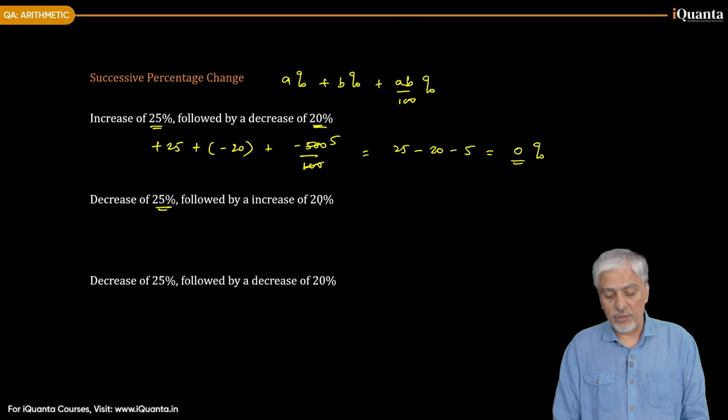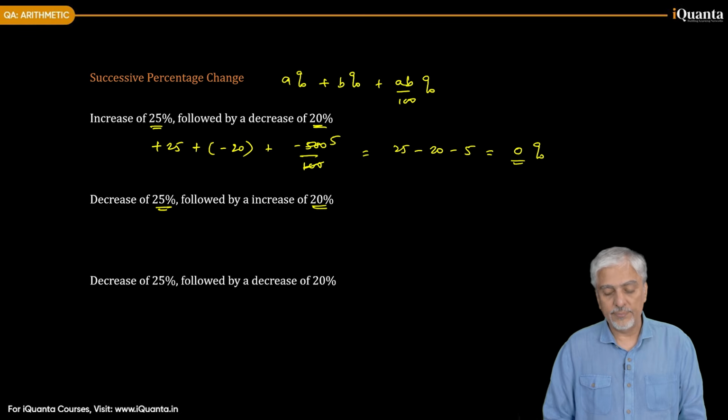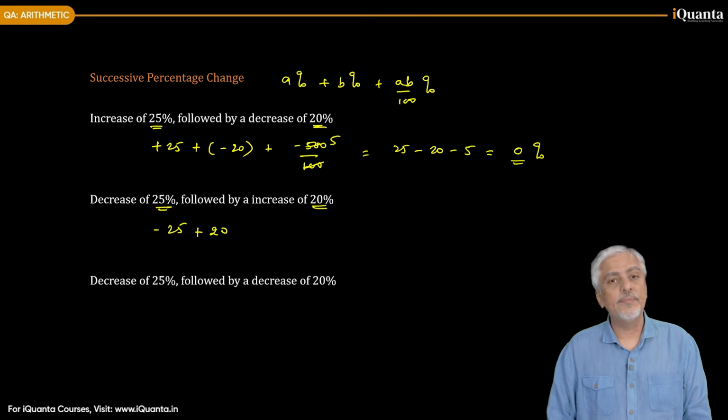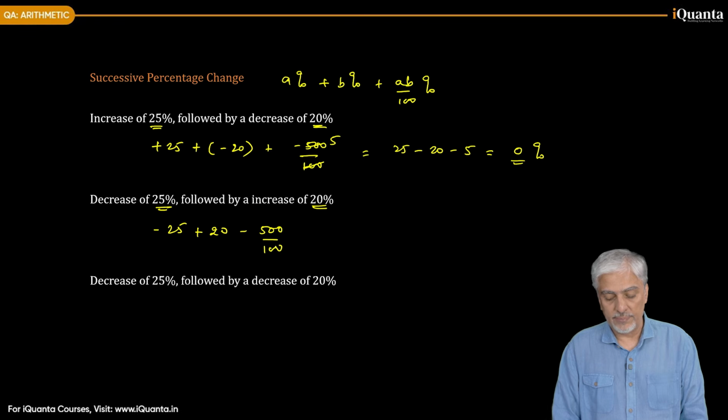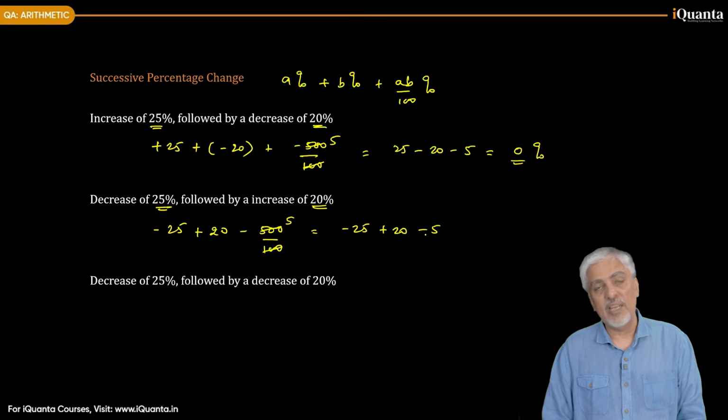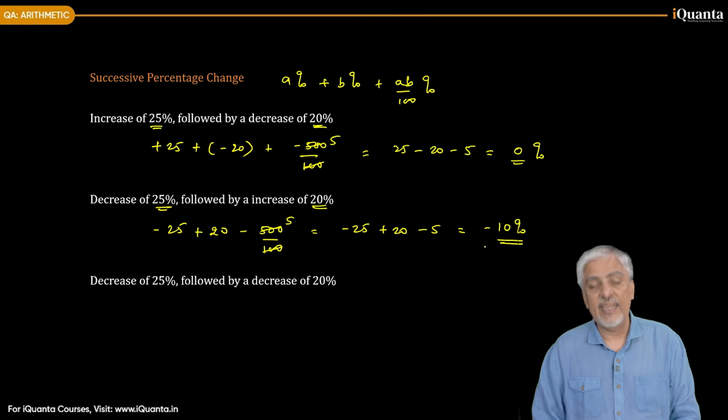Decrease of 25 followed by increase of 20. Numbers are changed. So if I'm using the formula approach, it will be negative 25 plus 20 minus 500 upon 100. So that will become negative 5. So negative 25 plus 20 minus 5. Negative 25 plus 20 is minus 5. Minus 5 minus 5 is minus 10%. So the net change is negative 10%.